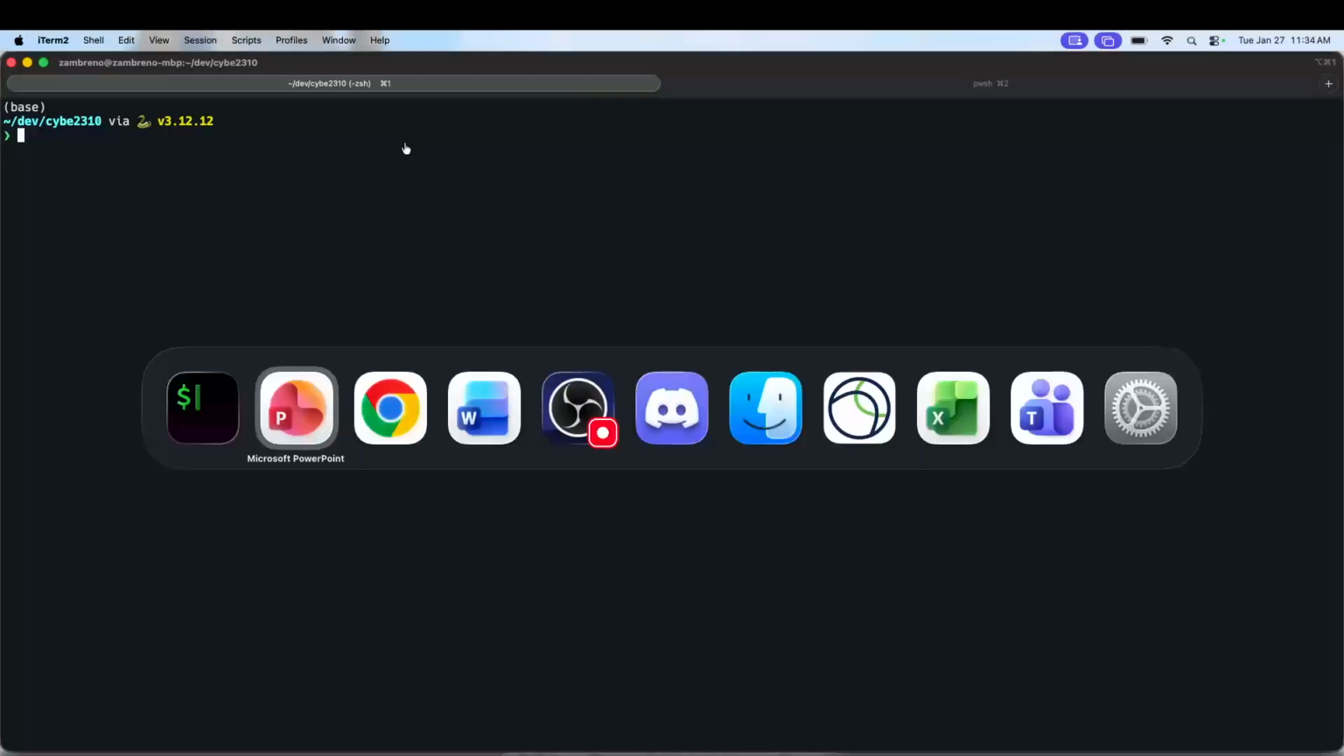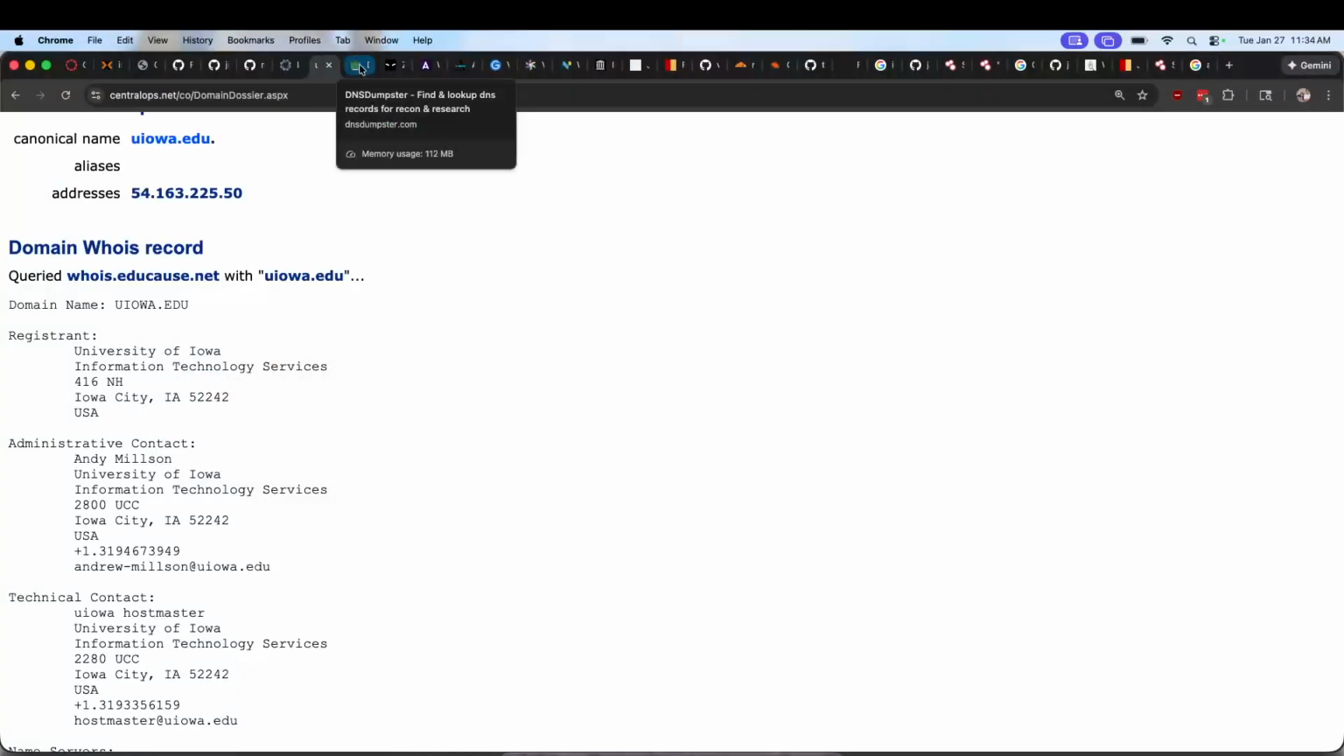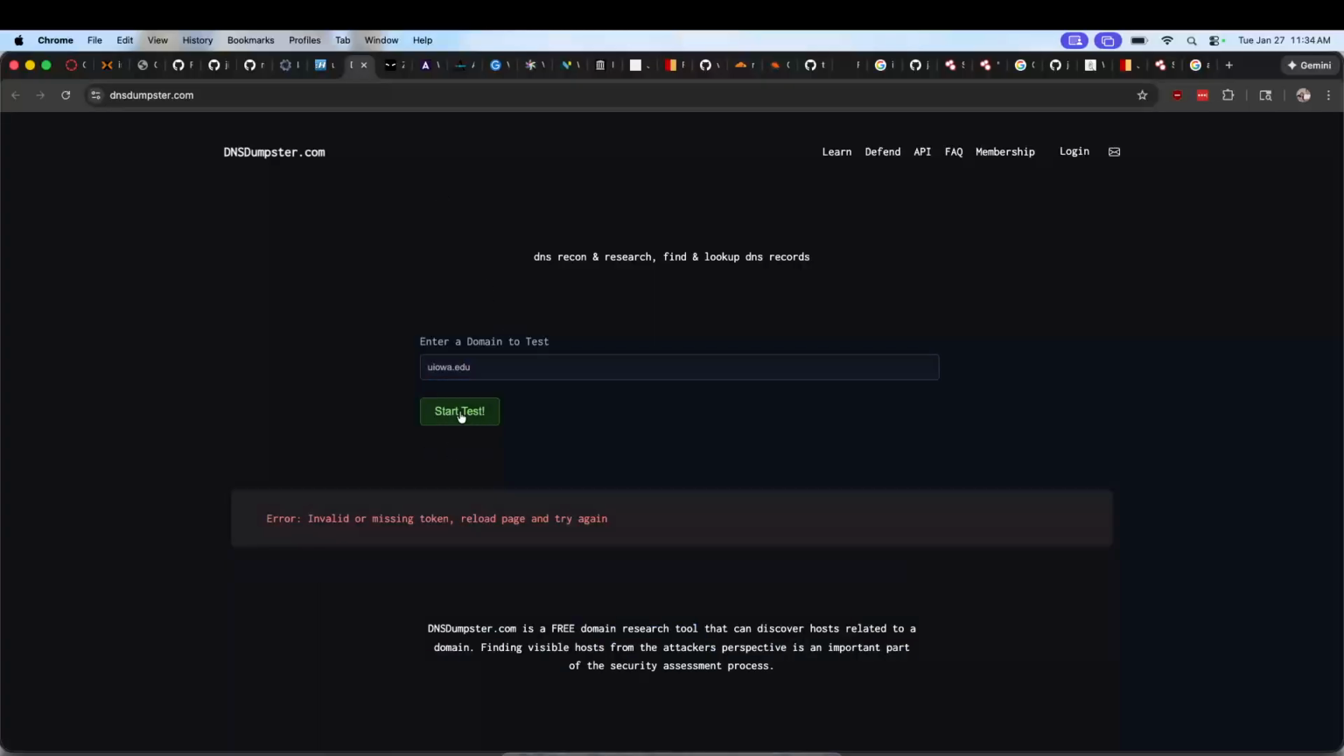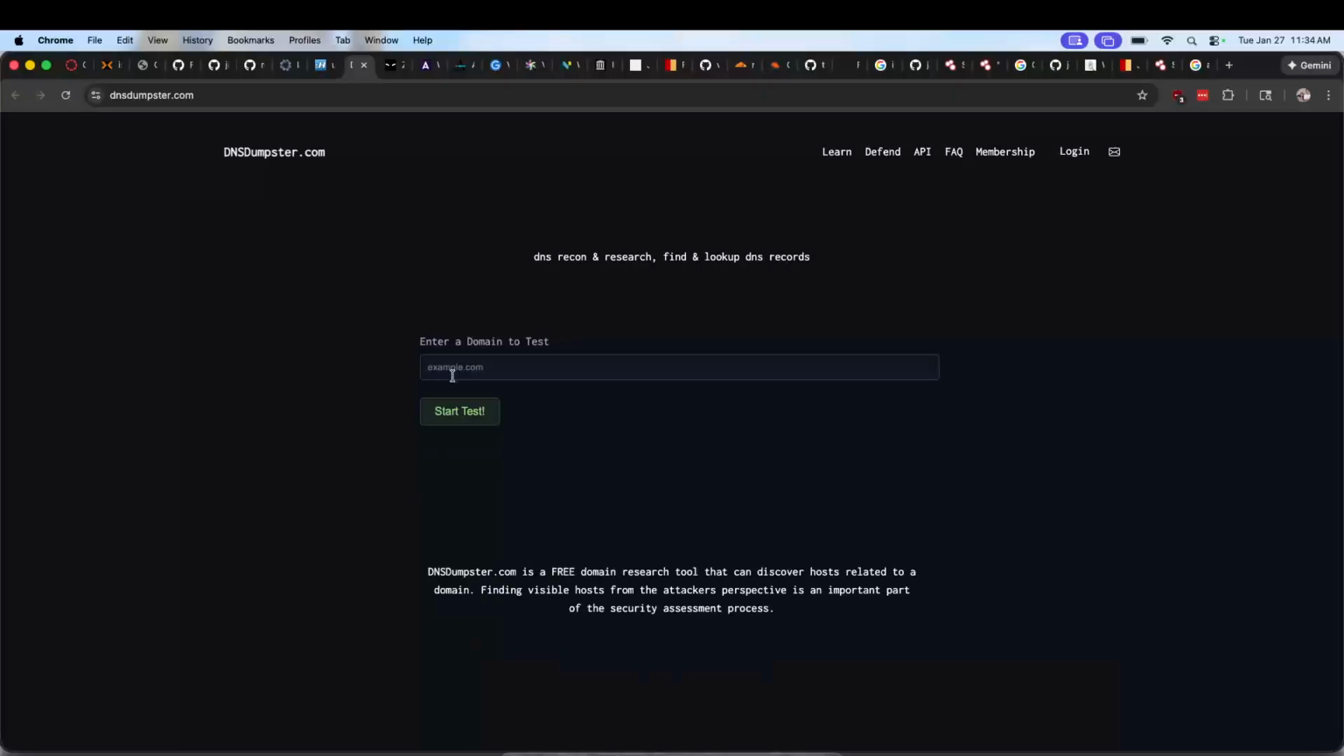There are all sorts of really good OSINT resources for doing this kind of work. We just did Domain Dossier, which was fine. Another one is DNSdumpster, which is attempting to do that. Reload page and try again. Let's keep picking on uiowa.edu.